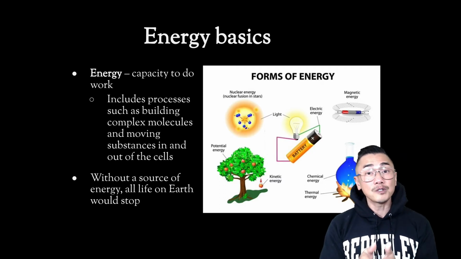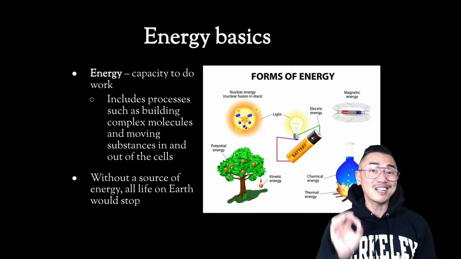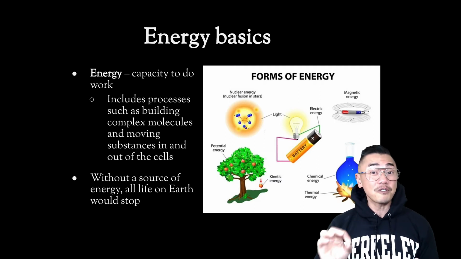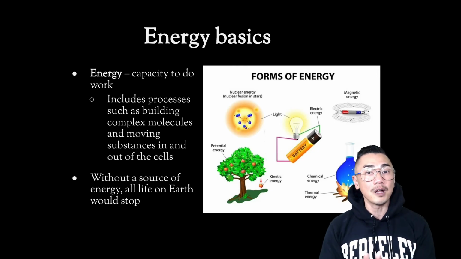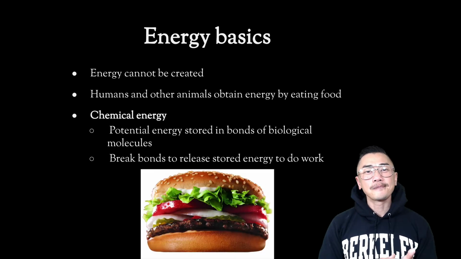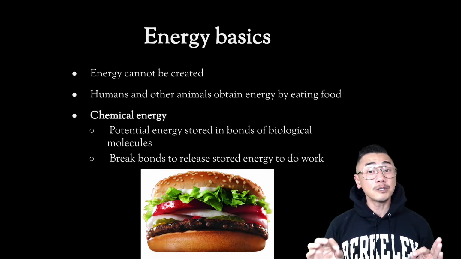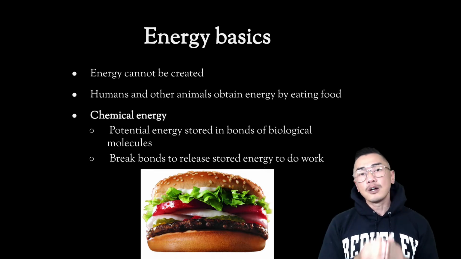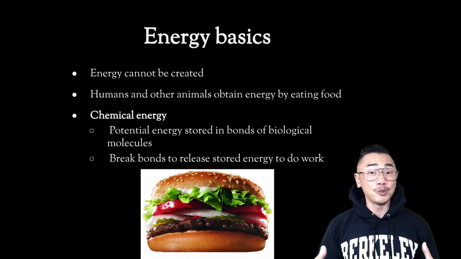The diagram on this slide shows different forms of energy. You may remember kinetic and potential energy from your physics class. Nuclear, electric, magnetic, chemical, and thermal energies are different types of energy as well. Energy can neither be created nor destroyed. It merely changes form. We humans and other animals get our energy by eating food.